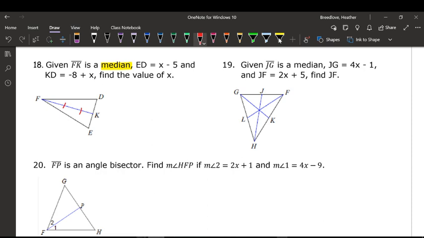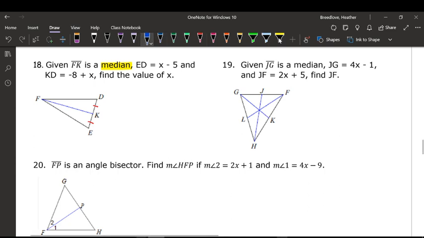And it says the ED equals x minus 5. And KD equals negative 8 plus x. Find the value of x. Oh, I guess I didn't need the median part. But a median also bisects the side. That's what I need to know for this one. So the side has been bisected by the median.